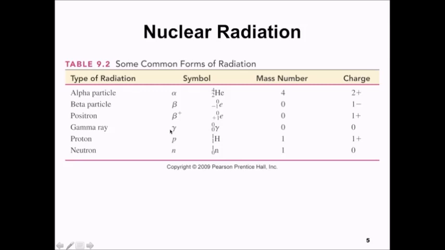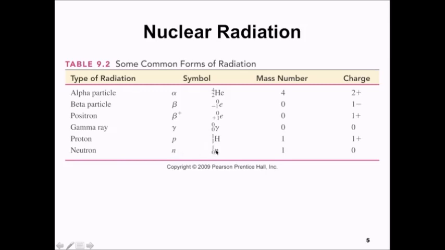Now we have a gamma ray. Here's a Greek letter gamma. A gamma ray is a form of light, whereas everything else here are particles. No mass and no charge for a gamma ray. We have a proton, which matches up with a hydrogen atom, so it's 1H1. And when you have a neutron, small n, which would be a mass of 1 and no charge, and a small n with it.